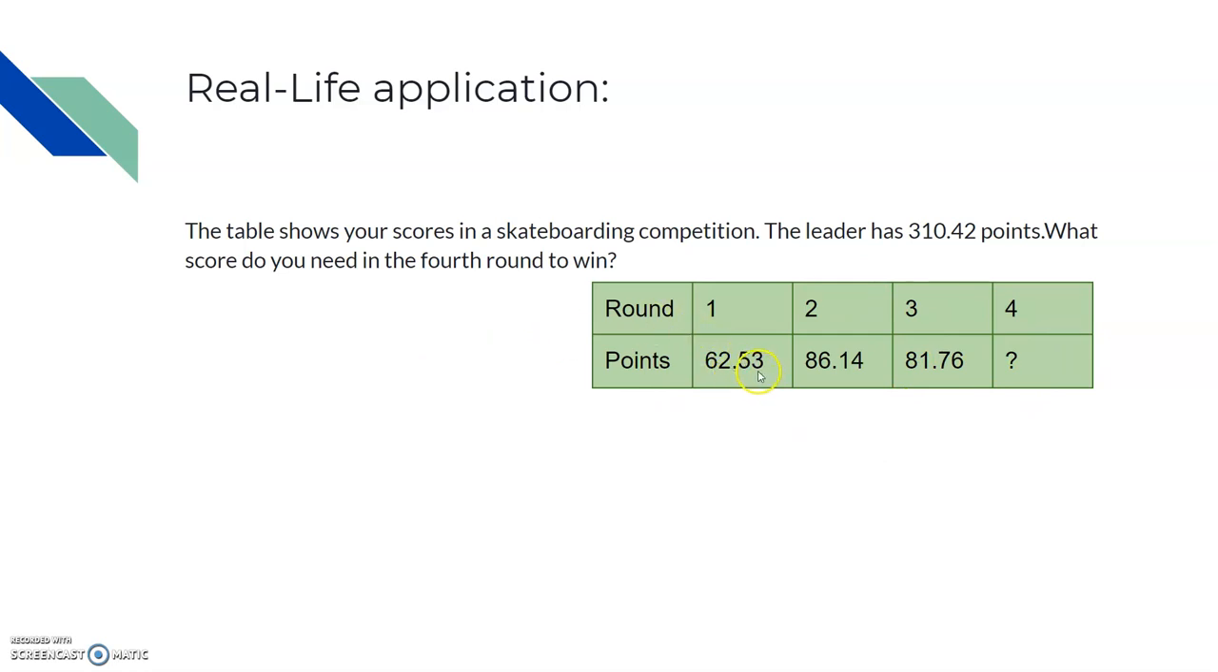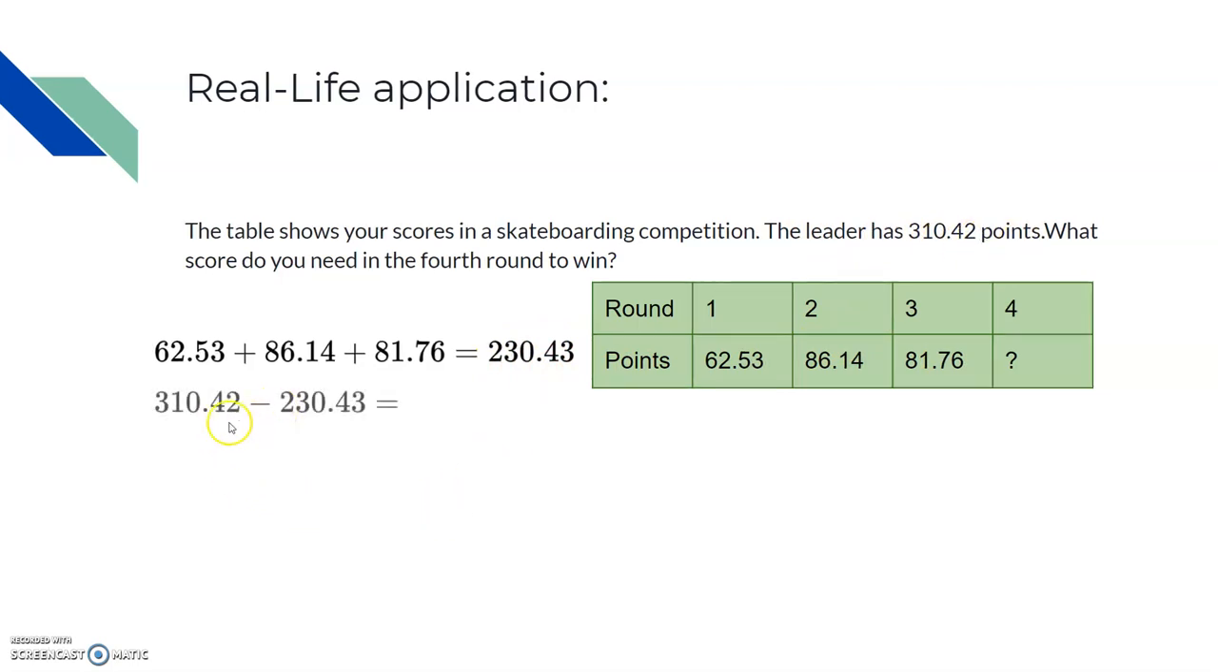So how do we actually find out what number you need in the 4th round to win? We're going to add all these numbers here. 62.53 + 86.14 + 81.76 = 230.43. Now we found the total of these 3. The leader has 310.42 points. So now we're going to subtract 230.43 from 310.42, and we get 79.99 points.